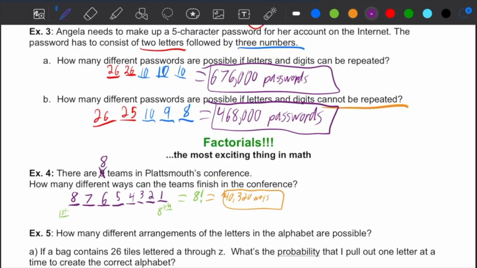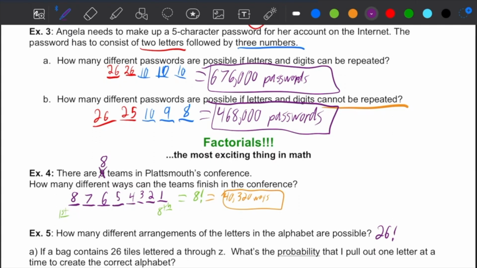How many different arrangements of the letters of the alphabet are possible? So if a bag contains 26 tiles, letters A through Z, for each letter of the alphabet, what's the probability that they pull out? Or I should have answered this question first, I'm sorry. How many different arrangements of letters in the alphabet are there? It's 26 factorial. So we're talking about arranging everything. It's always going to be that number factorial. So like, how do you order 5 songs in a playlist? 5 factorial. How do you order 20 people in a classroom? 20 factorial.